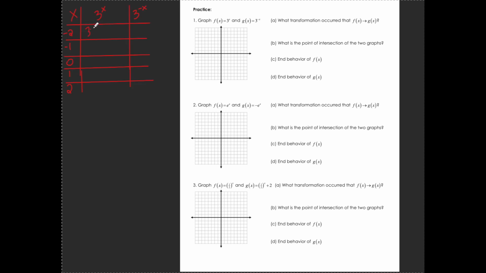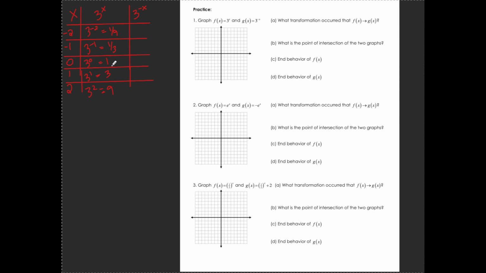For 3 to the negative 2, that's the same thing as 1 over 3 squared, so that's 1/9. 3 to the negative 1 is the same thing as 1 over 3. 3 to the 0 is 1. 3 to the 1 is 3. And 3 squared is 9. There's my table of values for 3 to the x.